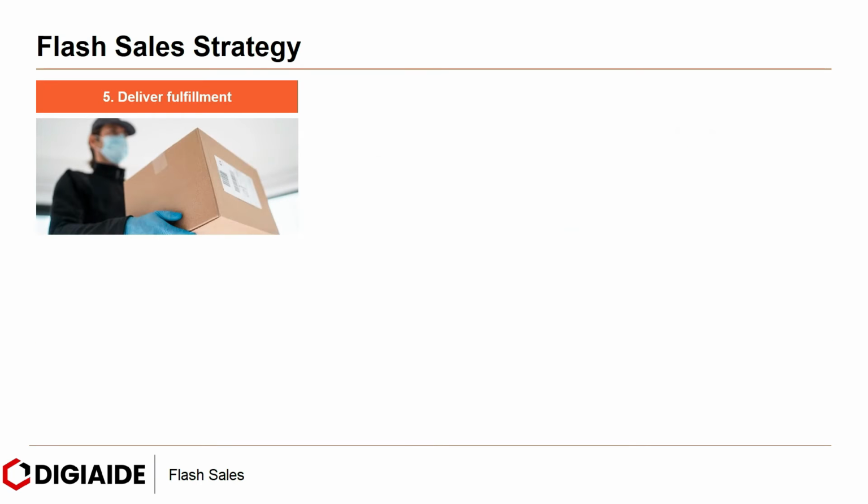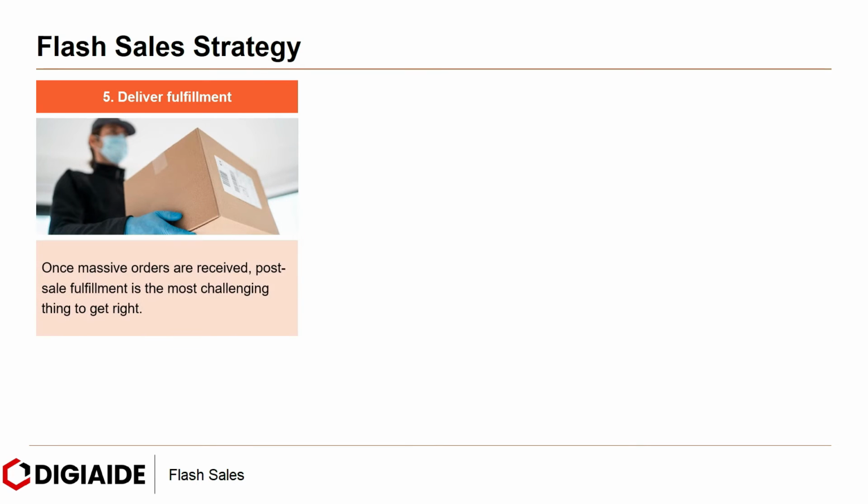Next, deliver fulfillment. Once massive orders are received, post-sale fulfillment is the most challenging thing to get right. This is where a flash sale goes wrong. Late deliveries can lose consumers. One must prepare in advance for mass delivery and shipping. This gives customers a great experience from beginning to end.